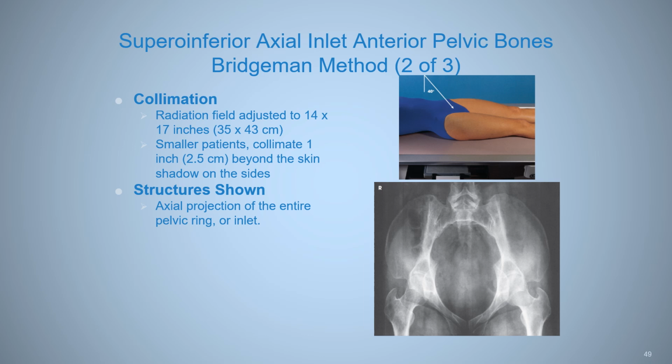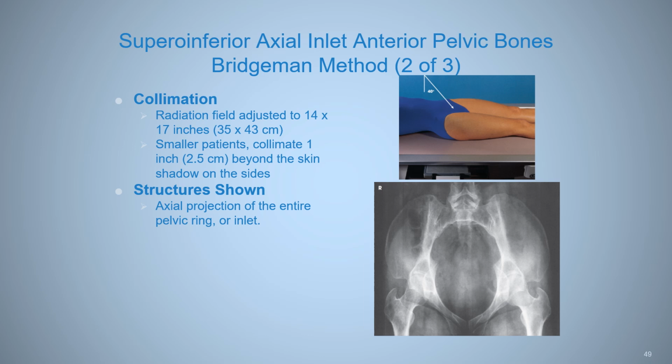Okay. All right, 14 by 17 inches again. And this is the radiograph you get. You're standing the sacrum up on its edge and getting it out of the way maximally. So you can see, basically you're looking at the pelvic opening, okay? What we call the true pelvis, all right? The pelvic ring, the pelvic inlet.